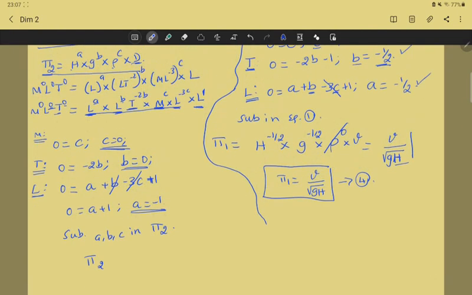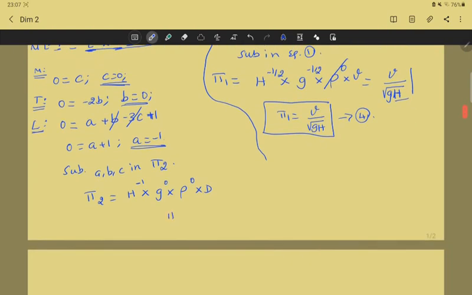Pi 2 equals h power a, h power a is h power -1, times g power b, b is 0, times rho power c, c is also 0, times d. So pi 2 is nothing but, these two terms become 1, d divided by h. I'm going to call this equation 5.